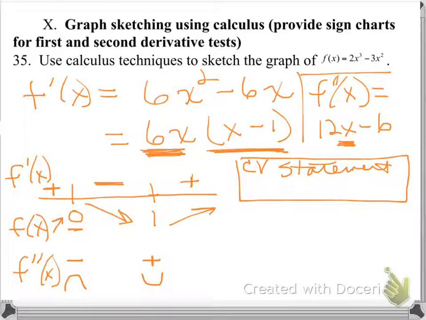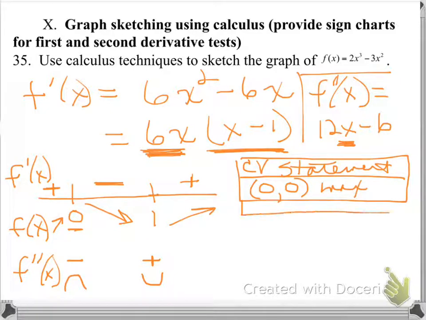Alright, so now let's use this information to graph my function. So I need to figure out something about the y values if I'm going to really graph it. So let's do that now. So if I have a critical value of 0, plug it in your original function, and I get a y value of 0. So therefore my critical point is 0, 0, and that's going to be my max.